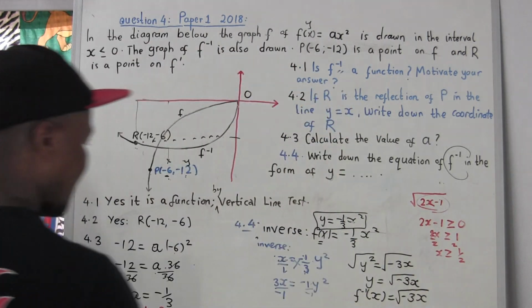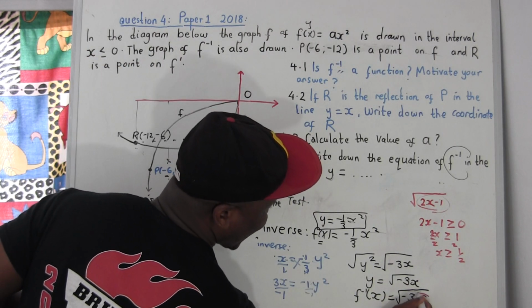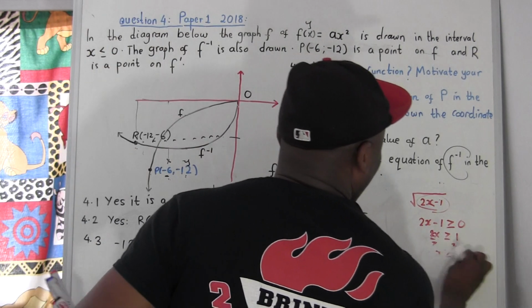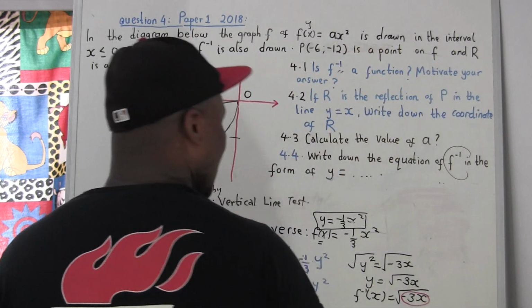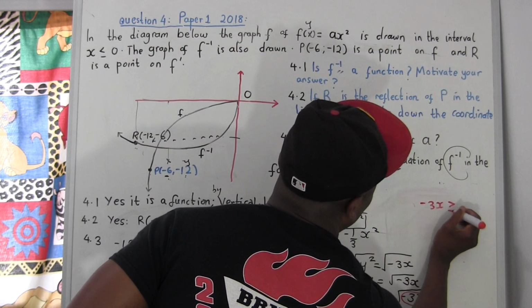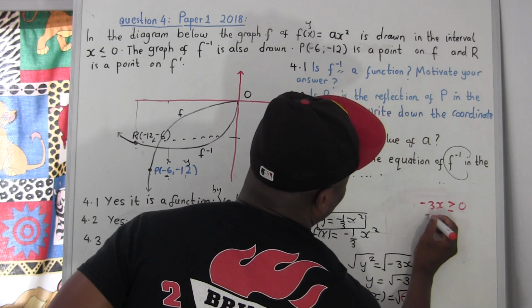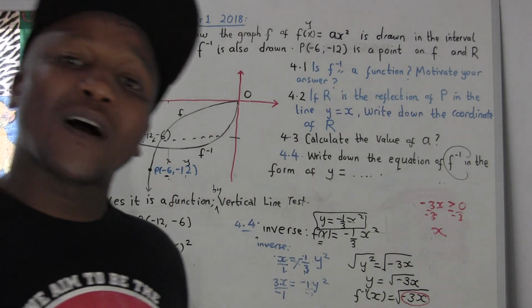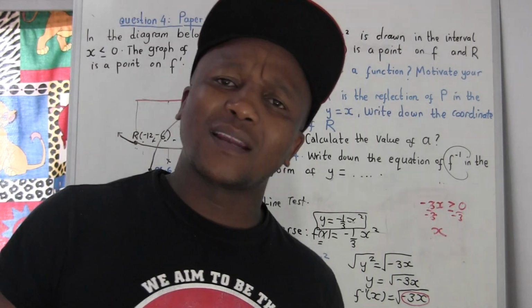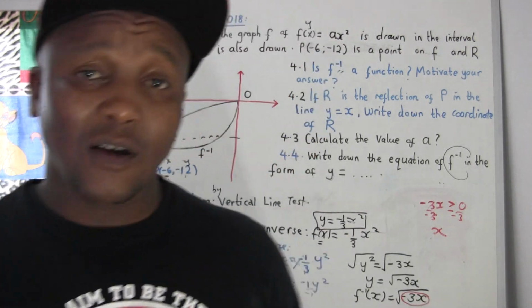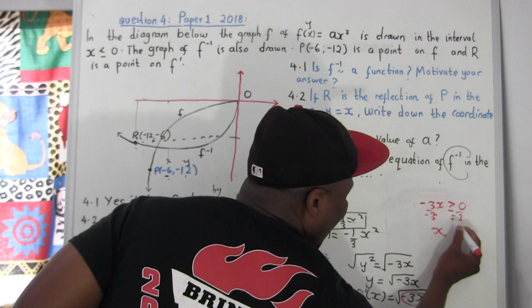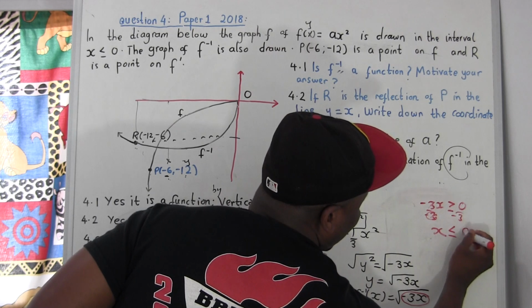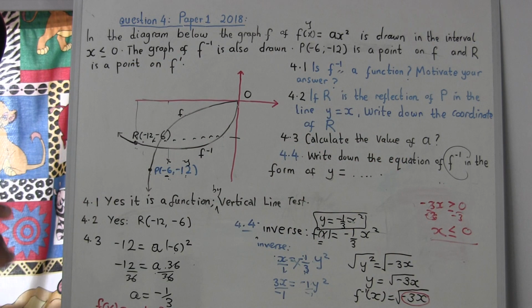So I'm going to do the same thing here. Everything inside the square root must be greater than or equal to 0. So I write the condition: negative 3x must be greater than or equal to 0. Now I divide by negative 3. In an inequality, whenever you divide by a negative number, the direction of the inequality must change. It has to. 0 divided by negative 3 equals 0. Make sure you do that, only when you divide by a negative number.